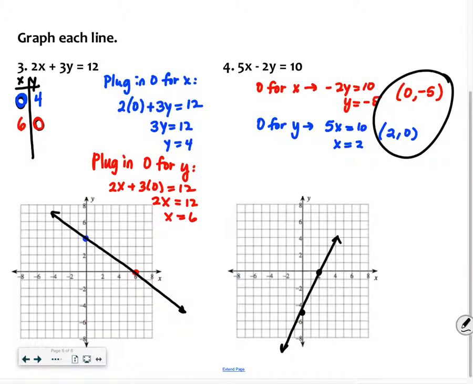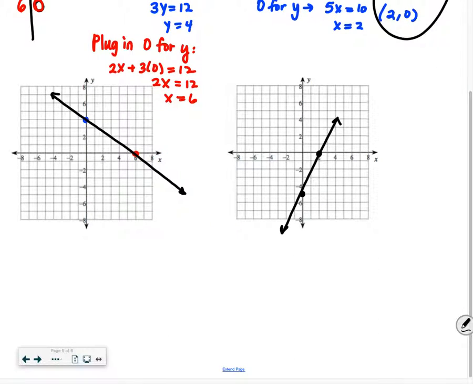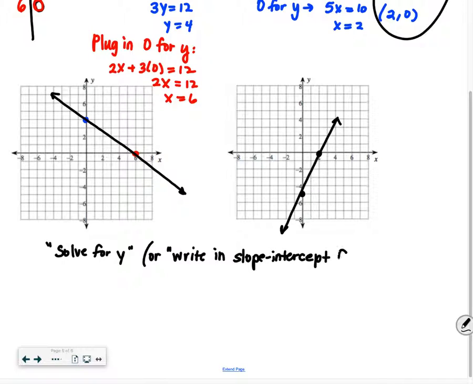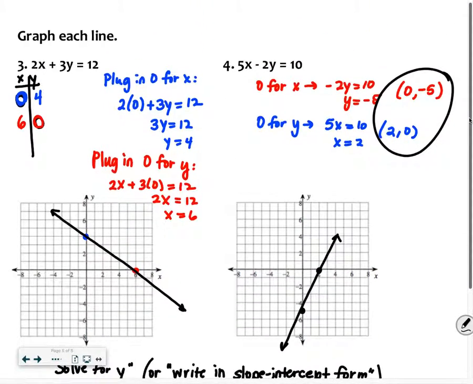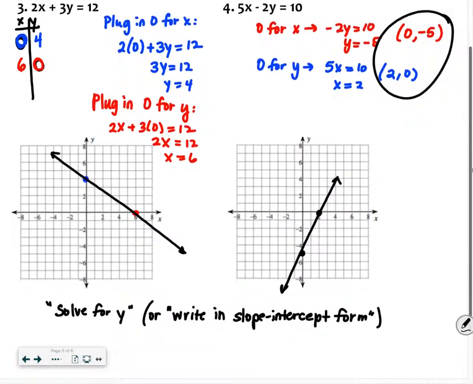Okay, so I told you that sometimes teachers will ask you to solve for y, or sometimes it will say write in slope-intercept form. So if you see either of those instructions, we know what we're going to do. So let's go back up. So we saw we had the equation 2x plus 3y is equal to 12.